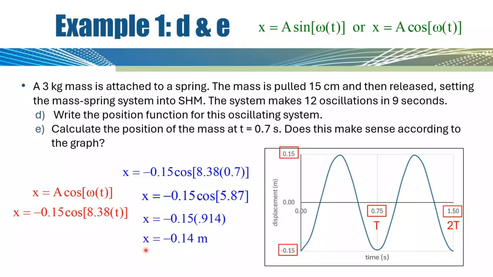That tells me where the mass is on the y-axis. This is the displacement on the y-axis. So on the y-axis over here, I am at negative 0.14 meters, and negative 0.15 is the maximum, so I'm pretty close to the maximum. So does this make sense according to our graph? Yeah, it does. So that's one good thing about using the position function, you can check your answer by looking at your graph as well.